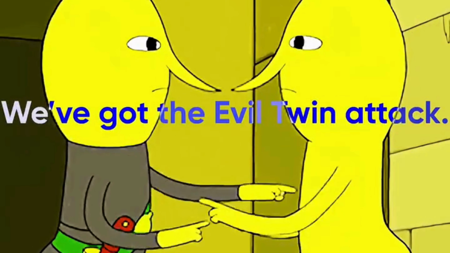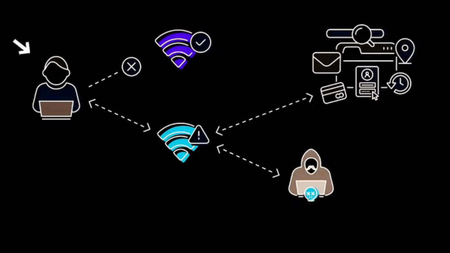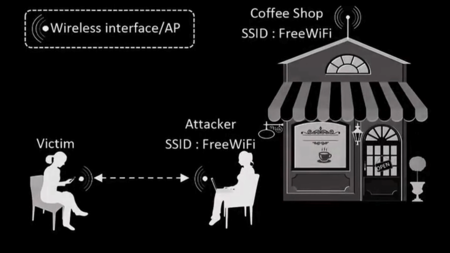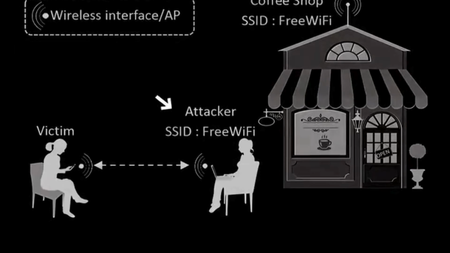Next up, we've got the evil twin attack. It sounds intense, but it's really about tricking people into connecting to a fake Wi-Fi network that looks exactly like the real one. Imagine setting up a Wi-Fi network called Free Coffee Wi-Fi and watching as people connect to it, completely unaware that they're connecting to a hacker.